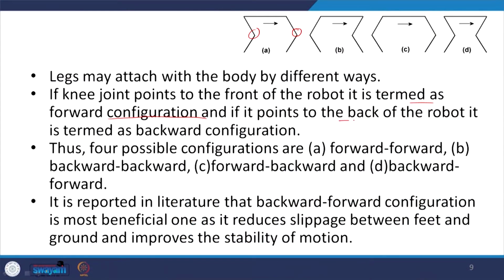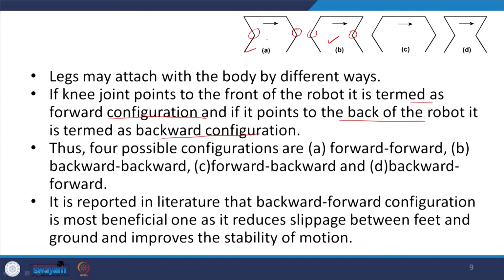Now, coming to how the leg should be positioned, how the leg should be attached with the body. There are different ways in which the leg may be attached to the body. If the knee points to the front, as you can see over here, the robot is termed as the forward configuration, and if they point to the back, the robot is termed as the backward configuration. So, this is the backward configuration and this is the forward configuration.